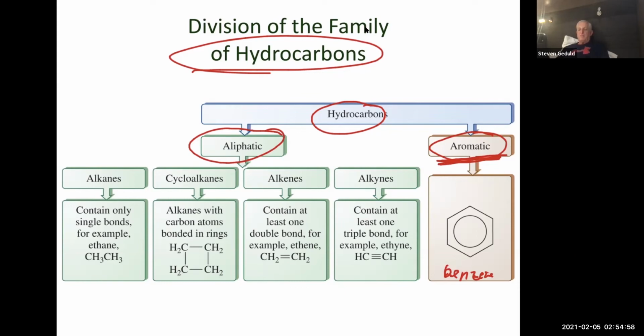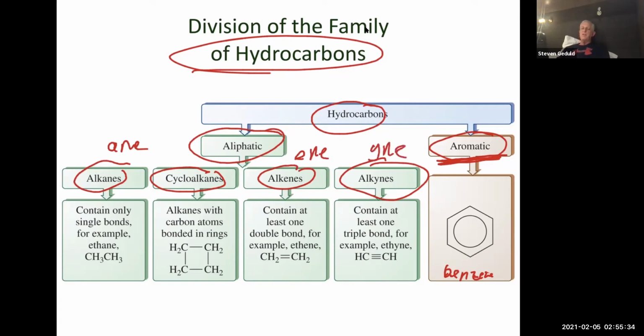Aliphatic compounds don't smell nice. Those are alkanes, cycloalkanes, alkenes, and alkynes. The difference here is alkanes have an ANE ending. Those are all single bonds. Cycloalkanes are all connected in a circle, whether there's 3, 4, 5, 6, 7, 8, and so on. Alkenes have an ENE ending. That means there's double bonds. Alkynes have a YNE ending, which means they're triple bonds.